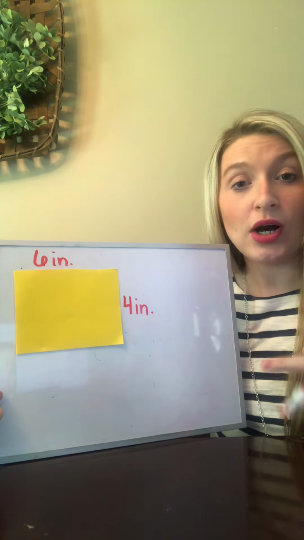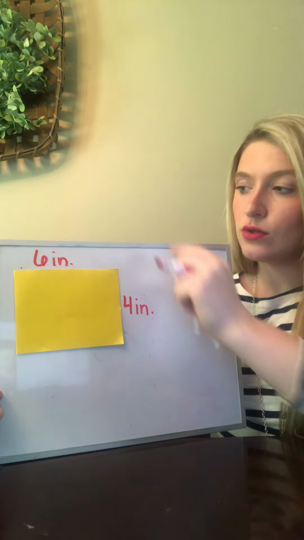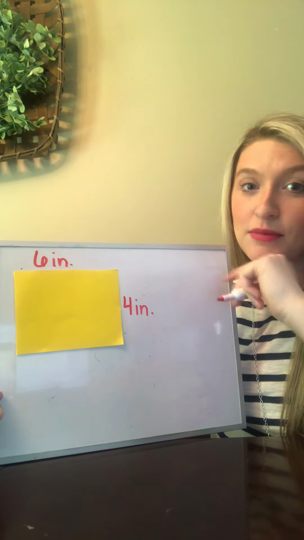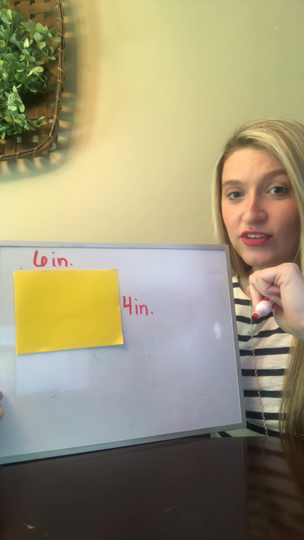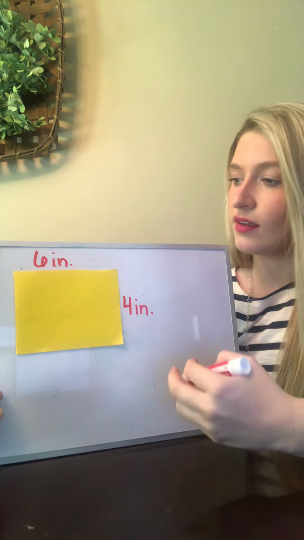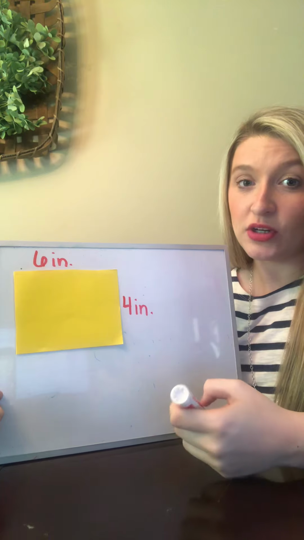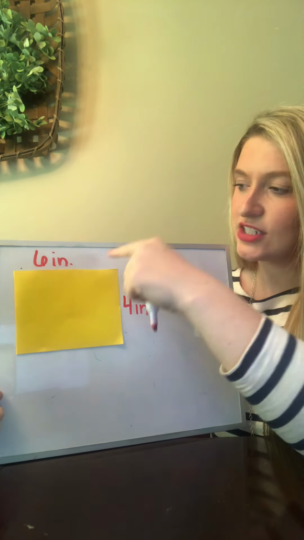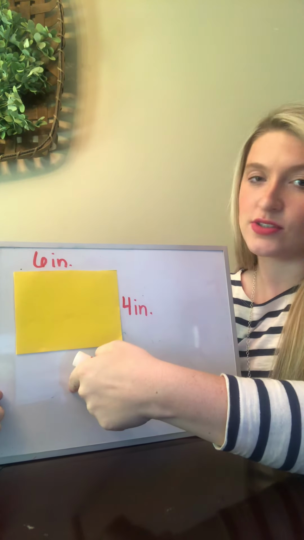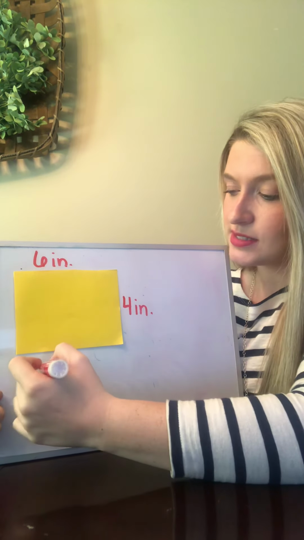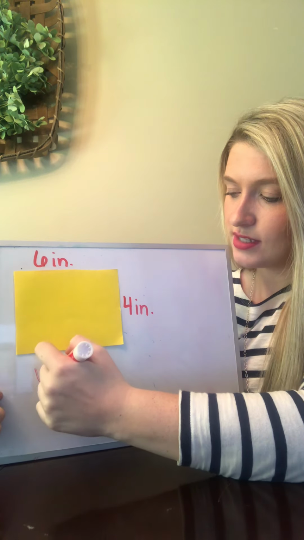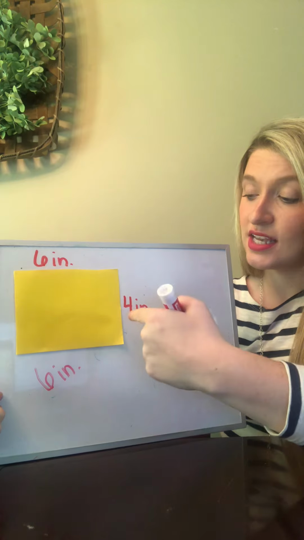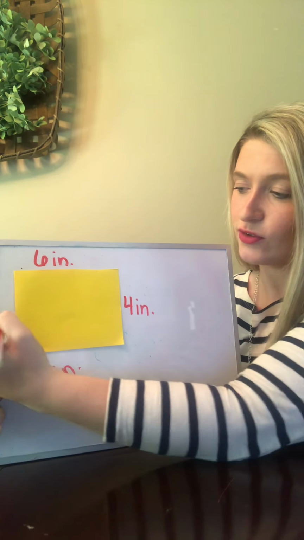I want you to pause my video, and I want you to draw out this rectangle here, and put the missing lengths in before I do. So pause me and fill that in. And I'm going to go ahead now and fill my sides in. If the top of my rectangle is 6 inches, I know that the opposite is going to be the same. So my bottom side is going to be 6 inches also. And if one side over here is 4 inches, then the opposite of it is going to be 4 inches also.